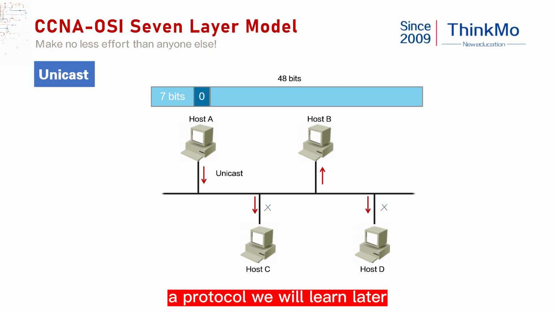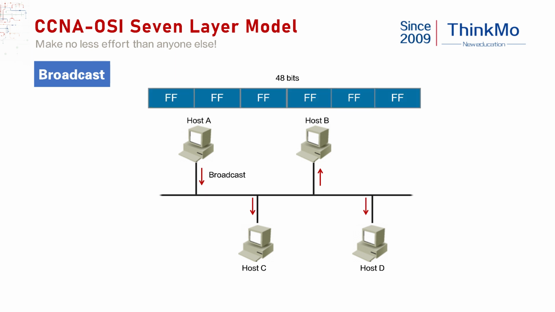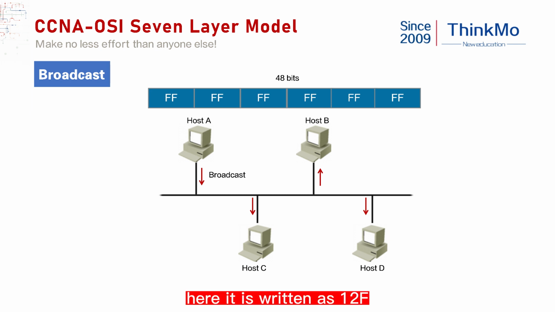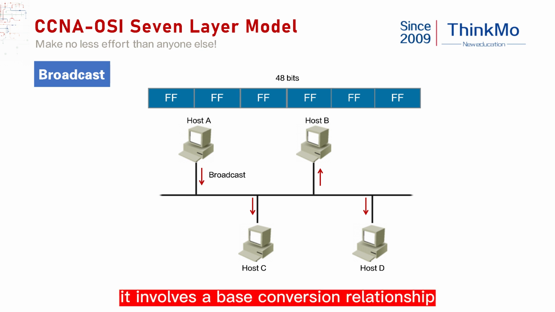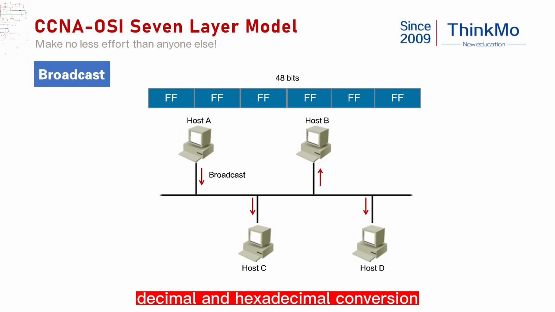A protocol we will learn later, the ARP protocol, uses broadcast on our second layer. If our destination MAC has all 48 binary bits as 1, then we call it broadcasting. Here it is written as FFFF.FFFF.FFFF. We say 48 ones are 12 hexadecimal Fs. So you sometimes see all Fs; in fact, it represents 48 ones. It involves a base conversion relationship. I leave you a homework: go back and have a look at binary, decimal and hexadecimal conversion. If the destination MAC is all 1s, it is a broadcast.